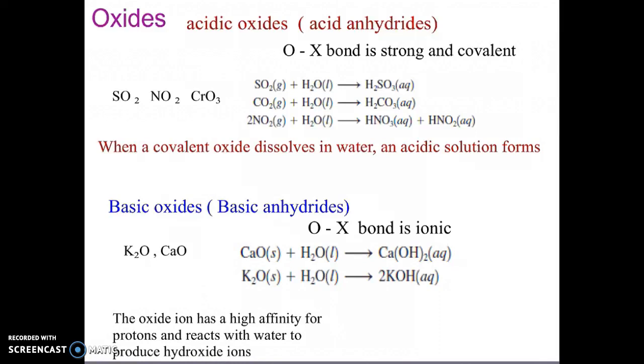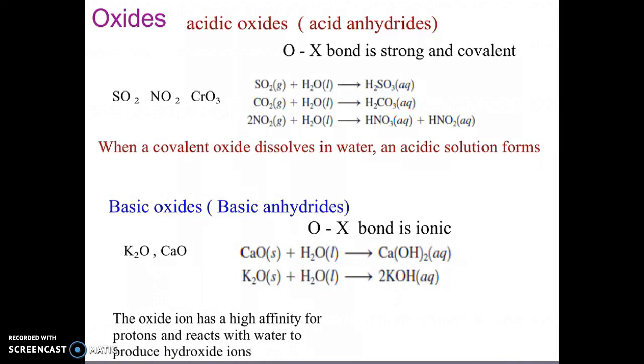Also, your book will talk about basic oxides, and we learned this in honors chemistry too. If you would recall, a metallic oxide plus water will make a hydroxide. So we learned that in our first year course. That's typically an ionic bond, and the oxide ion has an affinity for the protons and reacts with the water to produce those hydroxides. So that's something also to take a look at and make sure that you review with your textbook.